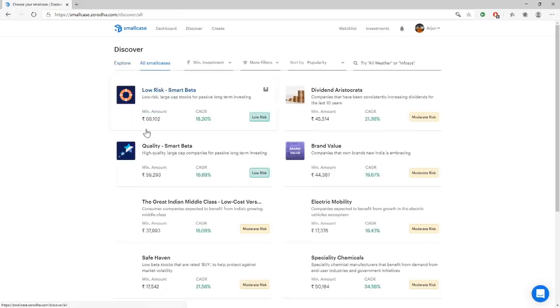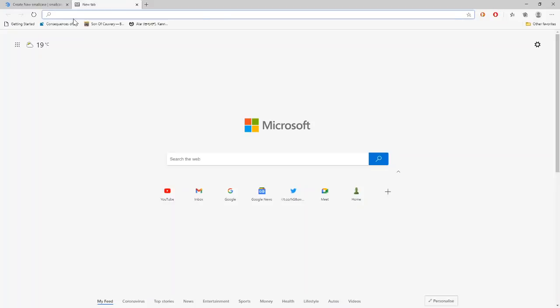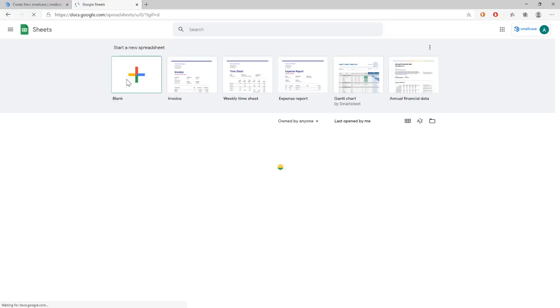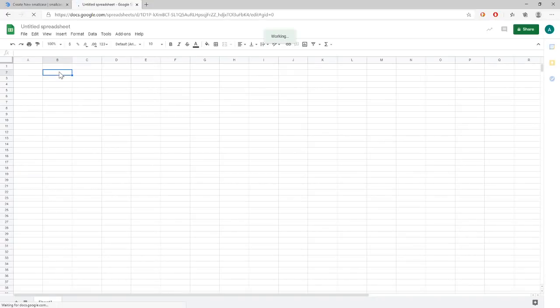Lot of different small cases, lot of different... you can just go to Google Sheets, sheets.google.com, and just open one of the Google Sheets, and you can actually get all the stock data right here.